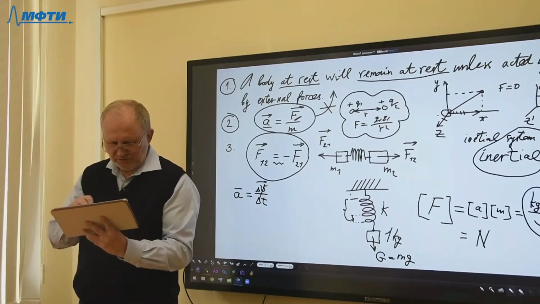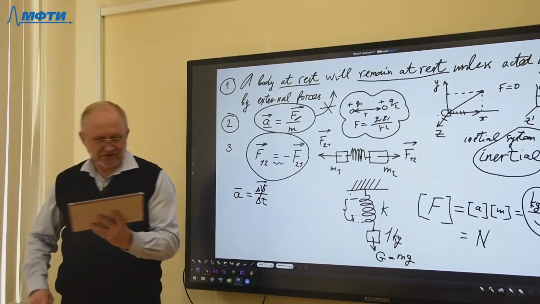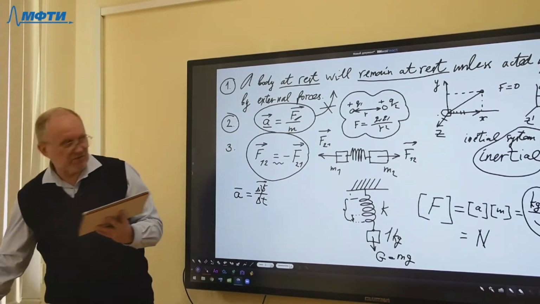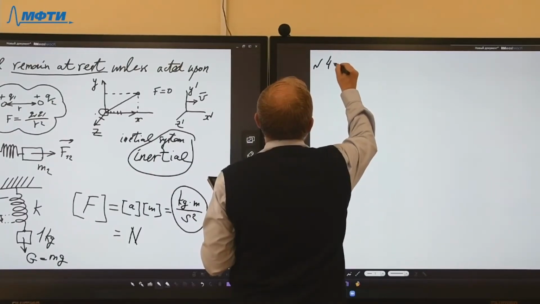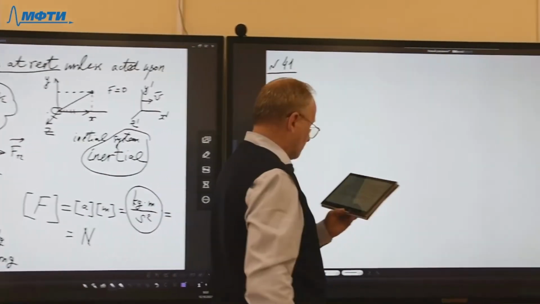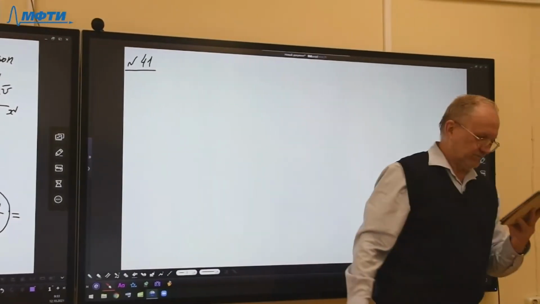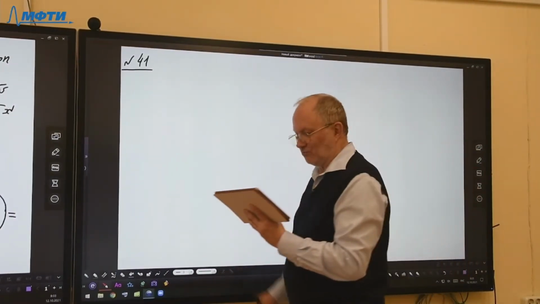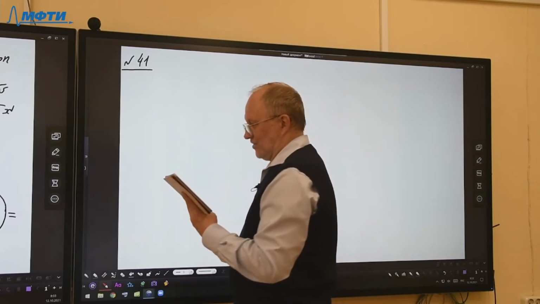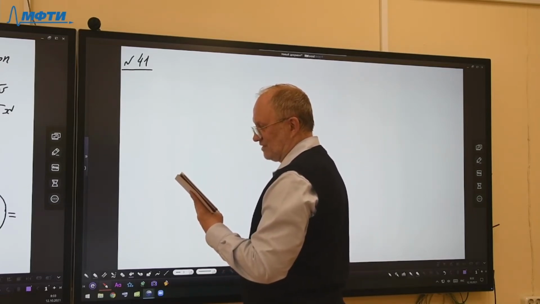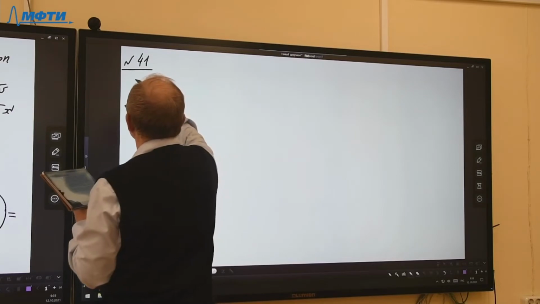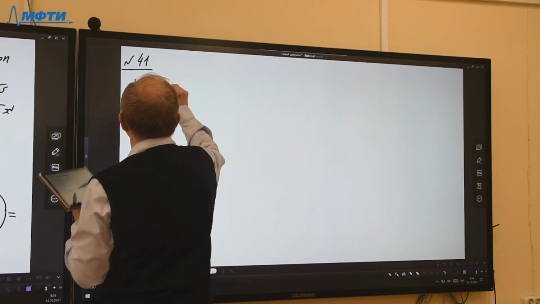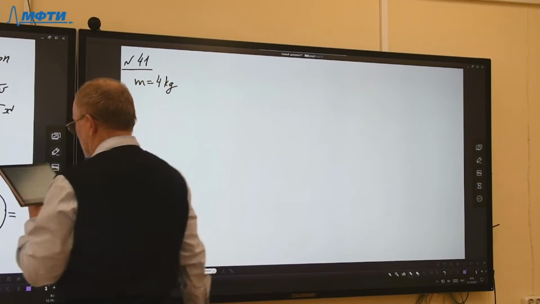will be number 41. Well, a very, very simple problem. Number 41 from Buchovtsev's collection of problems. Six forces lying in one plane, forming angles of 60 degrees relative to one another, are applied to the center of a homogeneous sphere with a mass of 4 kilograms. So the mass of the sphere is given: 4 kilograms.